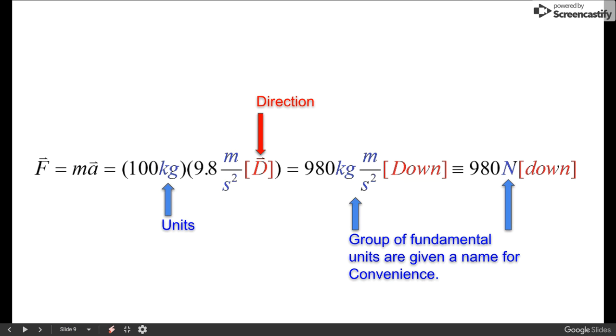They're a group of fundamental units that are given a name for convenience. And that triple equal sign is identity. It means I am telling you that this is the same thing. There is no difference between this here and that there. So to try to make it clear, I've left numbers in black, the units in blue, and the directions in red to make it clear that this is nothing scary. It's just a very complete answer.